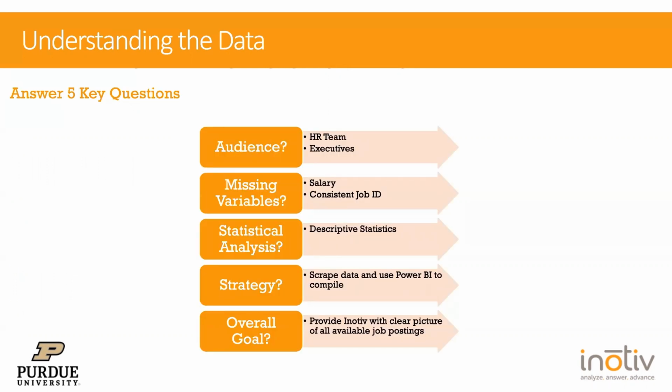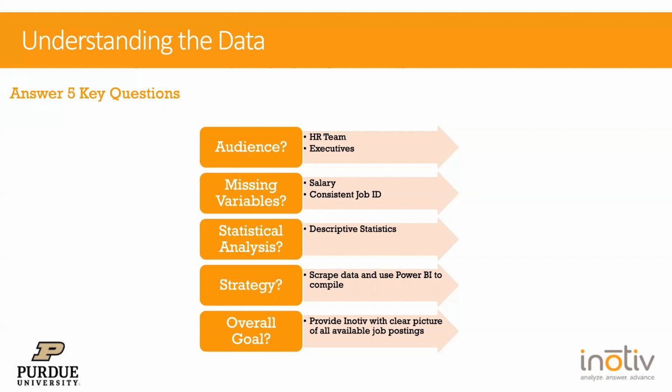Our audience will mainly be the HR team and executives in the company. And we do notice some missing variables, such as the salary and the job ID for each posted job. The statistical analysis techniques we used are descriptive statistics, which are brief informational coefficients that summarize a given data set, which can be either a representation of the entire population or a sample of a population. For example, the mean, median, mode, standard deviation, and variances are all descriptive statistics.